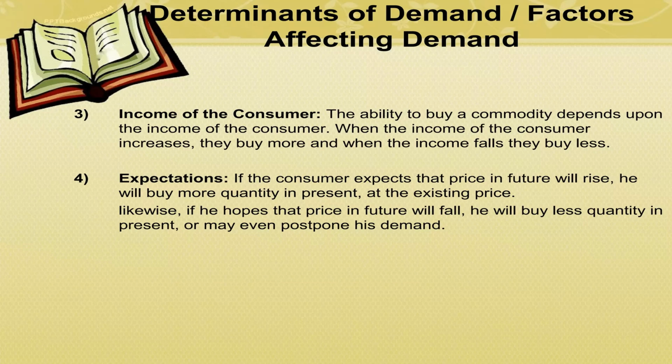Next is income of a consumer. The ability to buy a commodity depends upon the income of a consumer. When the income of a consumer increases, then they buy more, and vice versa.